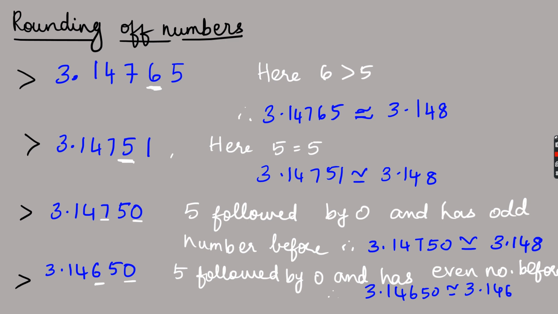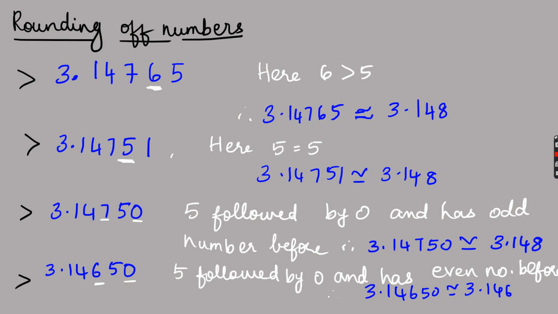Next is 3.14750. Now the last digit is 0, and 5 is followed by 0, and before 5 is a number which is odd. For such numbers, we increase the number before 5 by 1, so 3.14750 becomes 3.148. I hope you get this. 5 is followed by 0, and 5 is equal to 5, so we can round off, and also the number before 5 is an odd number, so you can round off.